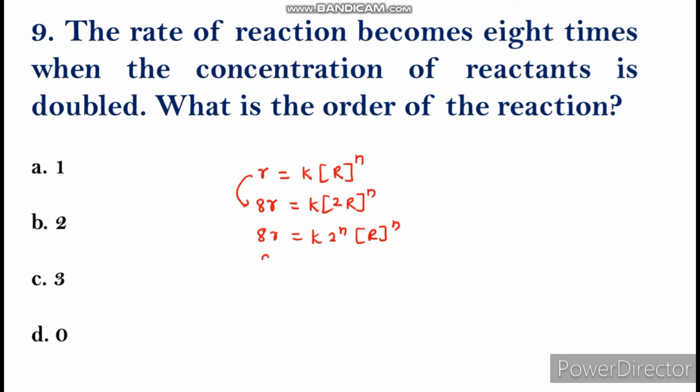Now see here, 8R equals 2 raised to n as it is, and K into concentration raised to n is nothing but R. So I will write R here. Now R and R get cancelled. 8 equals 2 raised to n. Now how can I write 8? Can I write it as 2 cube? 2 cube is nothing but 8. So this is 2 cube equals 2 raised to n. If you compare on both sides, the value of n is 3. So it means it is a third order reaction. Now let's see the next question.